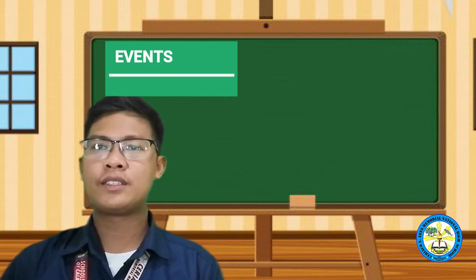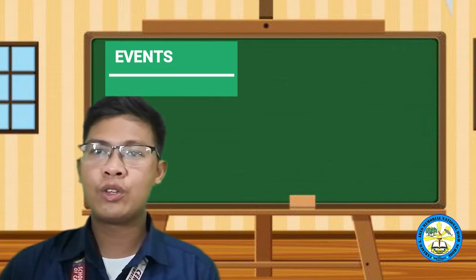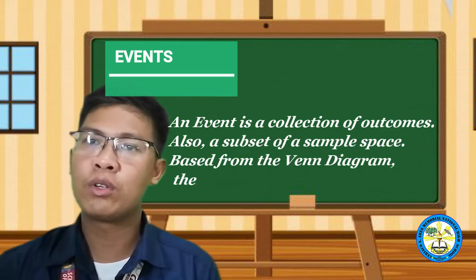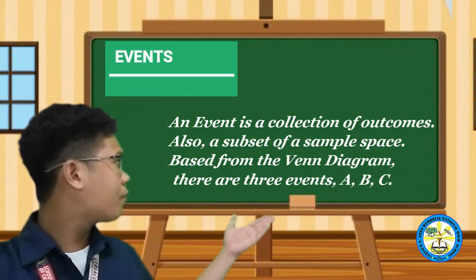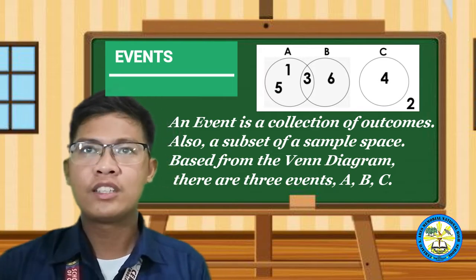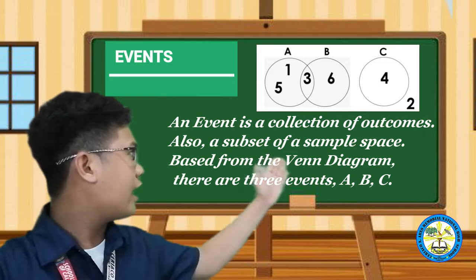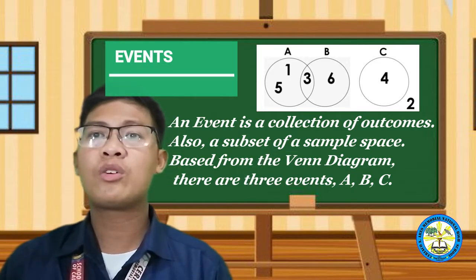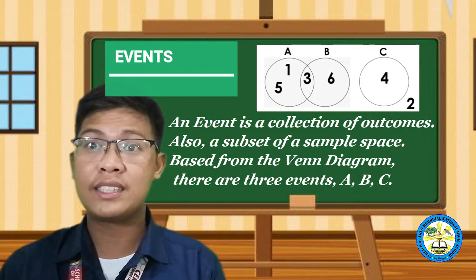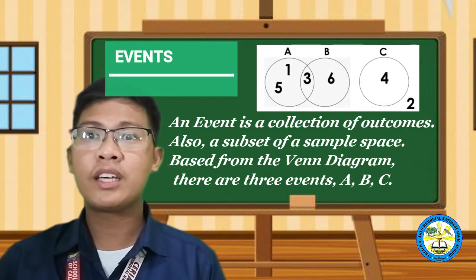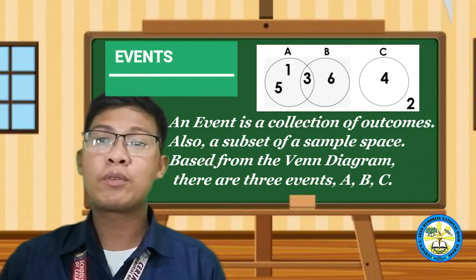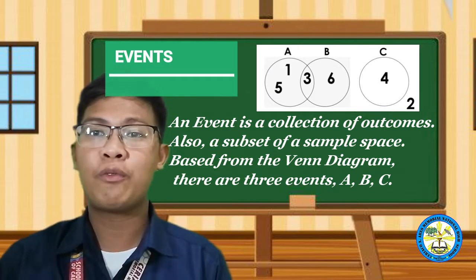Another one is events. An event is a collection of outcomes. It is also a subset of your sample space. Given our Venn diagram, there are 3 events: event A, event B, and event C. If we recall what those events are, event A represents that the number is odd, event B represents that the number is a multiple of 3, and event C represents that the number is a multiple of 4.